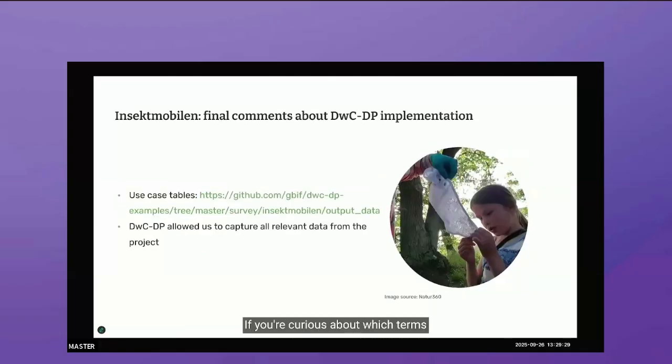If you're curious about which terms and content we put into the individual tables, you can find the use case example in Sigmobilen under the survey folder in the Darwin Core Data Package examples repo. We found the Darwin Core Data Package enabled us to establish the right links between the data from the project and share even more information than what had previously been shared in a Darwin Core archive. So Darwin Core Data Package is definitely a better fit for DNA metabarcoding survey data.